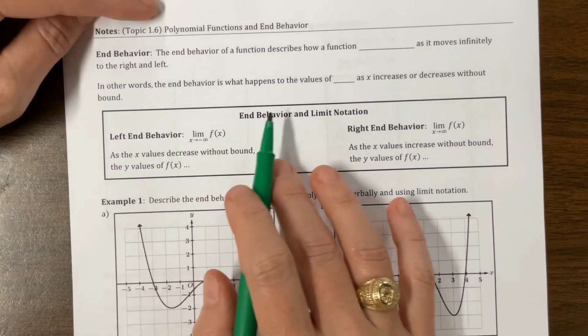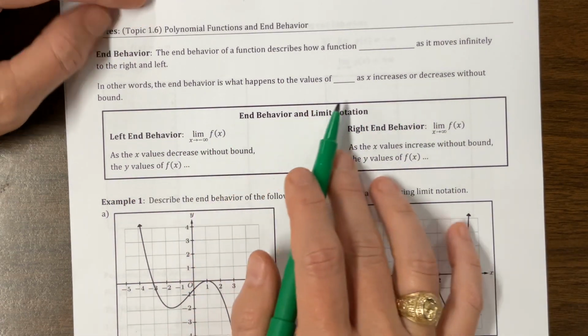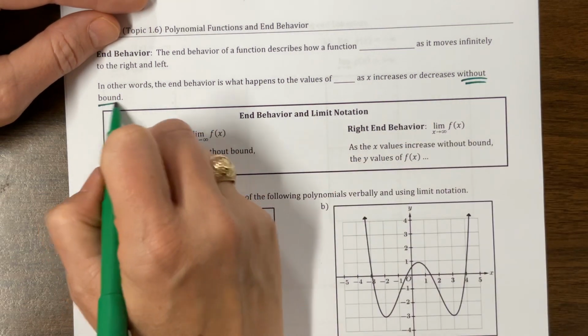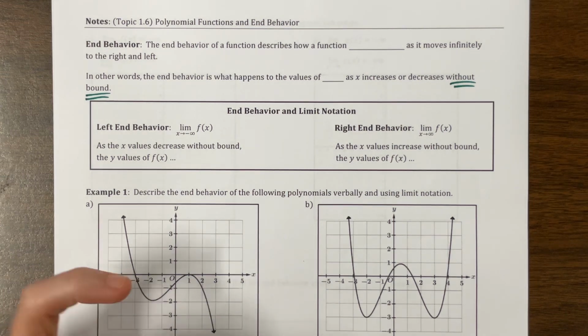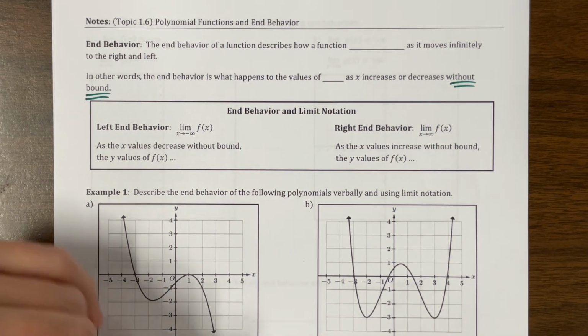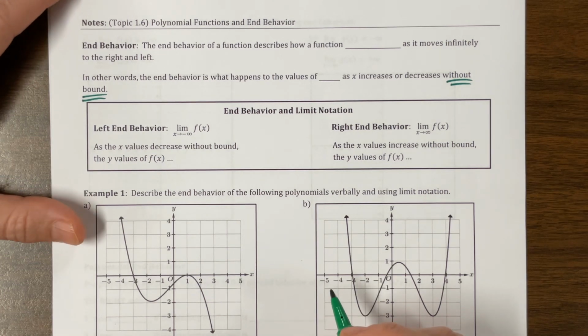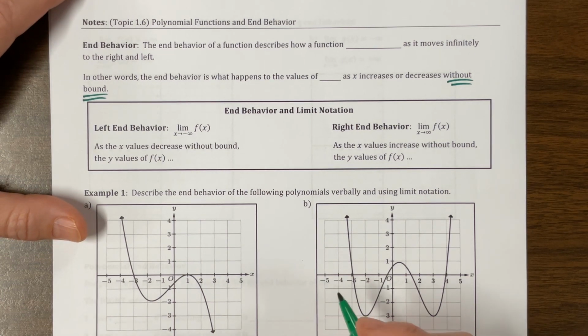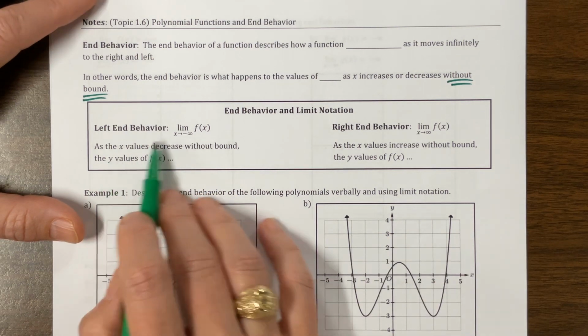In other words, the end behavior is what happens to the values of y as x increases or decreases without bound. AP likes that terminology, without bound, so we're going to try and use that. It's not in my nature necessarily, I can get there, but that's not always my language. But here we go. We're going to work on that. So here is what we talk about.